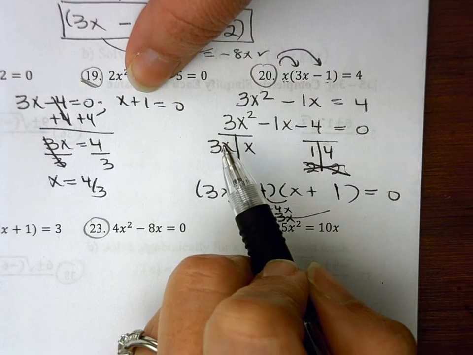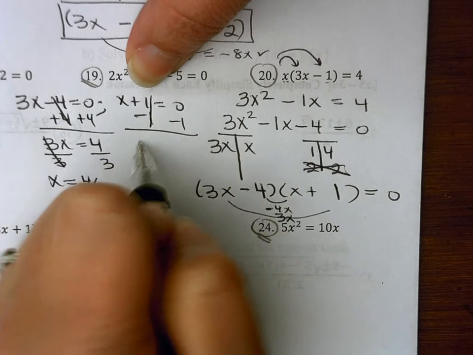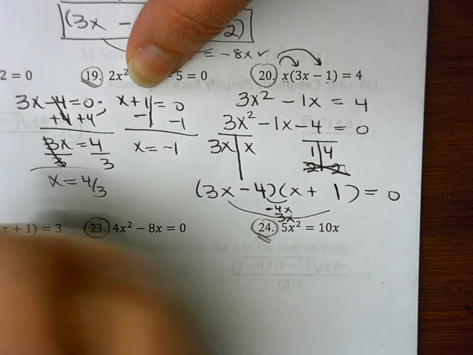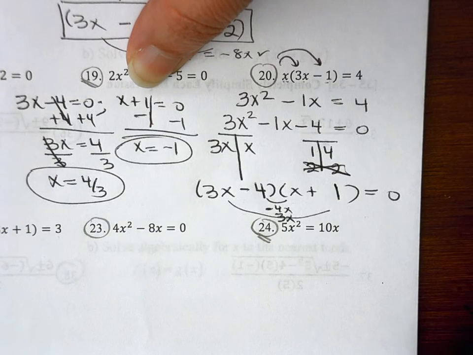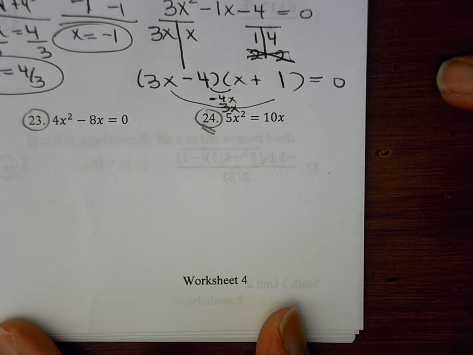And then over here, I'm going to solve for x, so I'm going to subtract 1. So then x equals negative 1. So x is 4/3 and x is negative 1. Okay. And then let's take a look at question number 24.